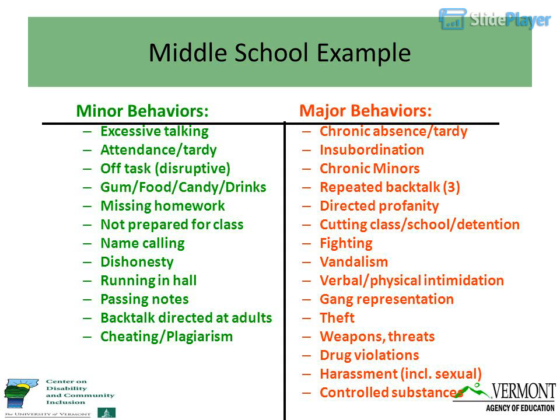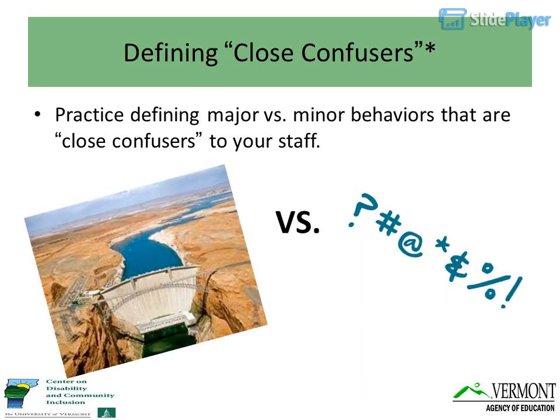Controlled substances. Minor behaviors: excessive talking, attendance/tardy, off-task, disruptive, gum/food/candy/drinks, missing homework, not prepared for class, name-calling, dishonesty, running in hall, passing notes, backtalk directed at adults, cheating/plagiarism.